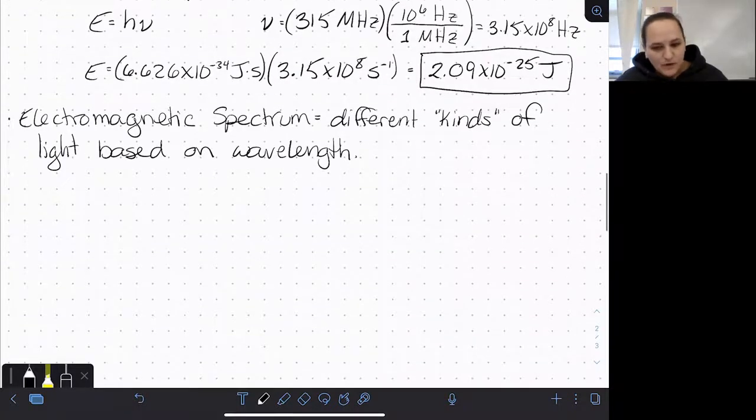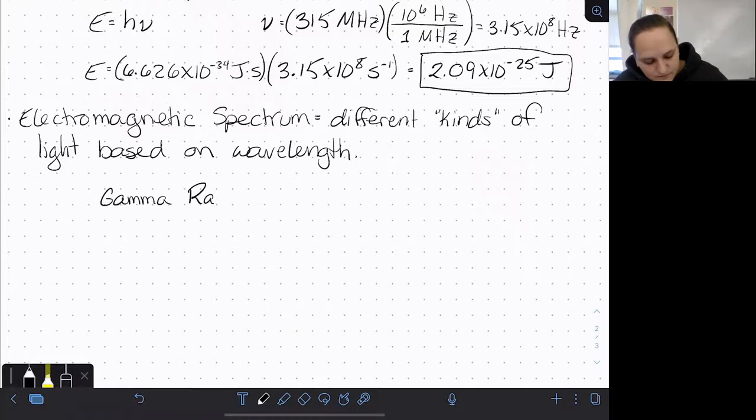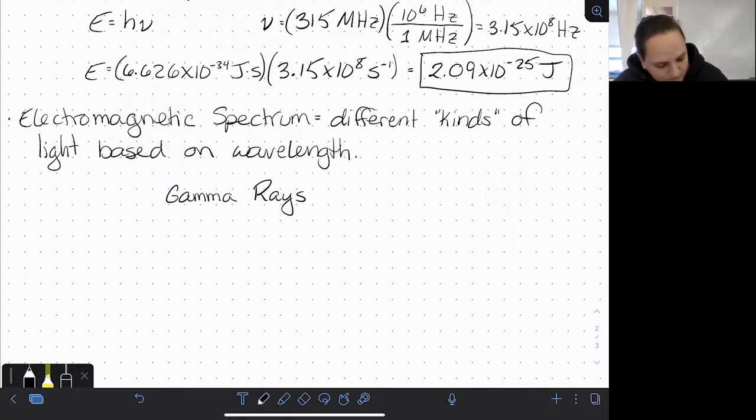So we're not going to talk too much about the specific types and what they all do, because really it's all the same stuff. It's all electromagnetic radiation. So we're starting here at the highest energy, the highest frequency, and the shortest wavelength, and working our way down.